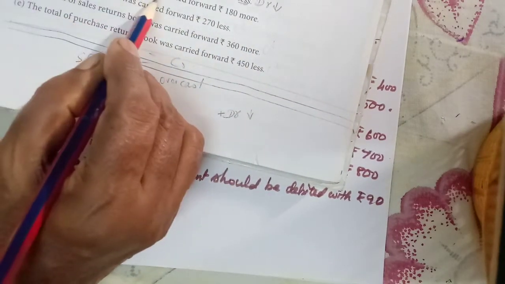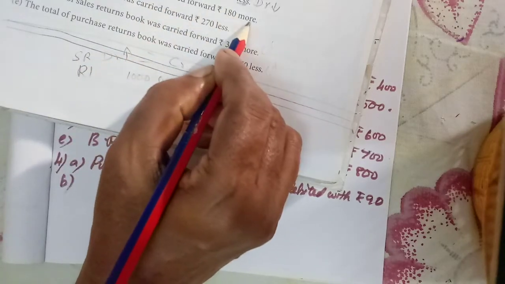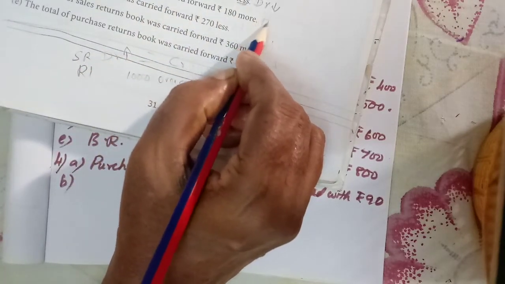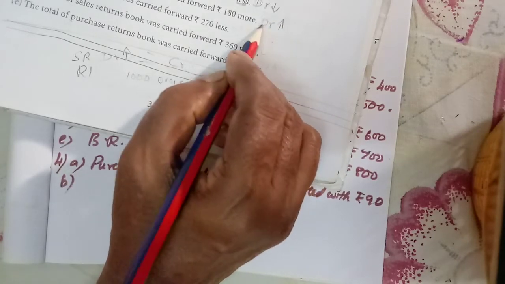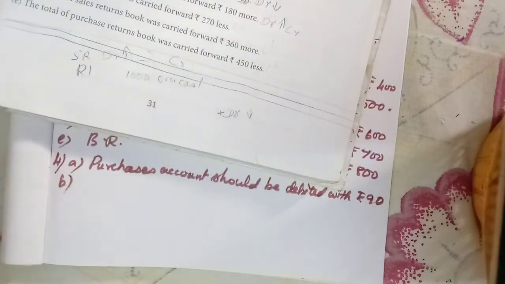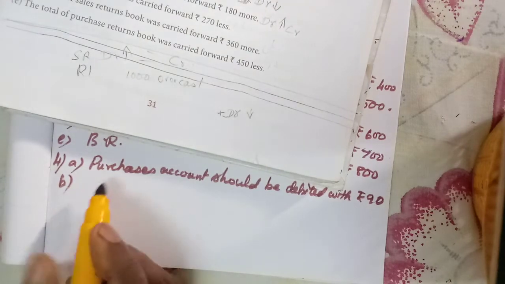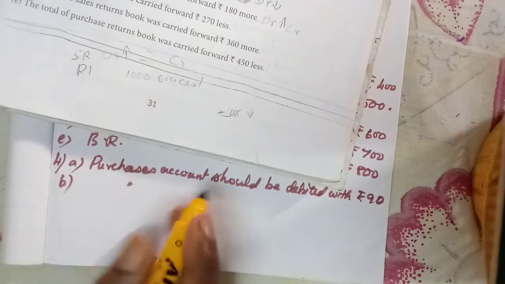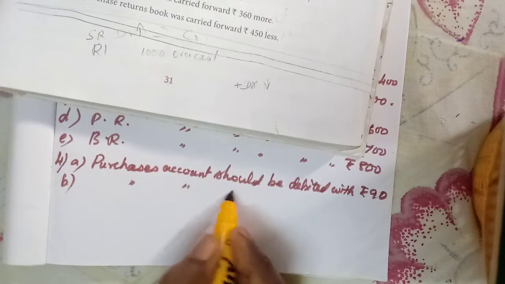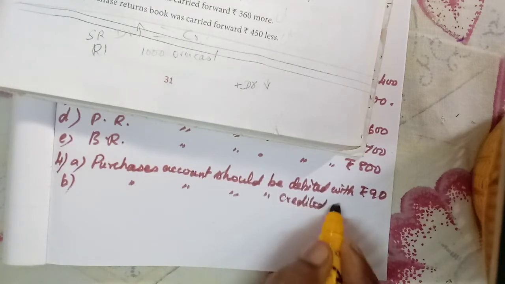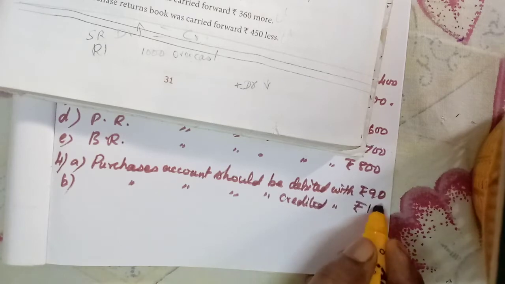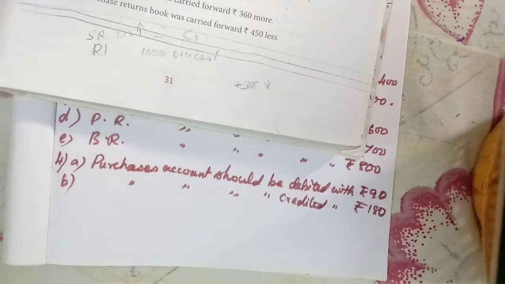Total of purchases book was carried forward 180 more. Purchases shows debit balance 180 more. So we need to do the opposite. We need to credit purchases account. So the purchases account should be credited with rupees 180. Okay.